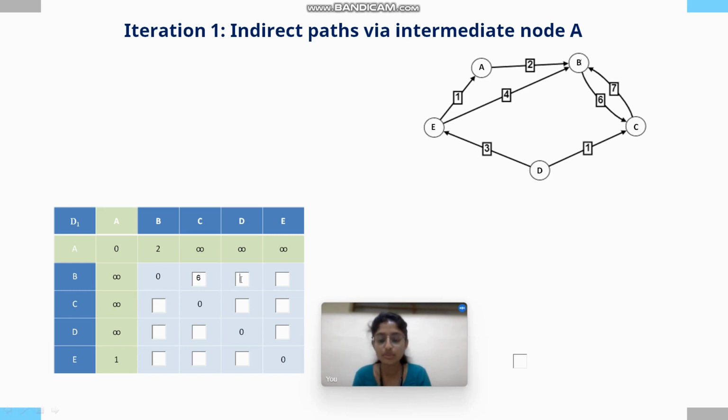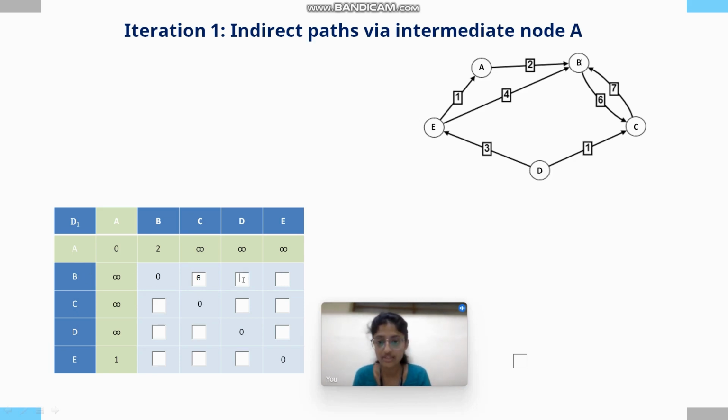Now we'll see what would be the entry for B, D. It would be the minimum of the previously entered B, D, or B, A plus A, D. So B, D earlier had the entry of infinity.